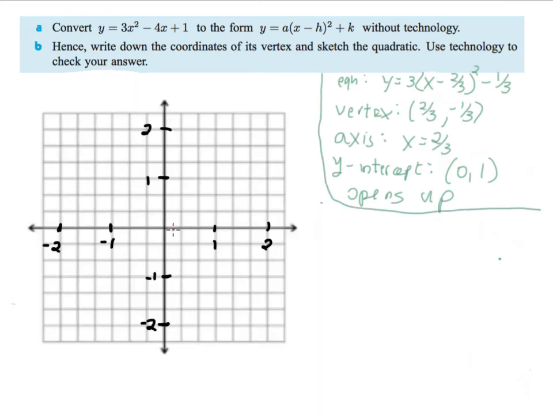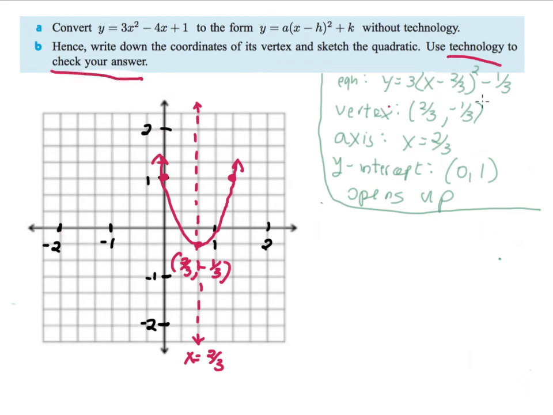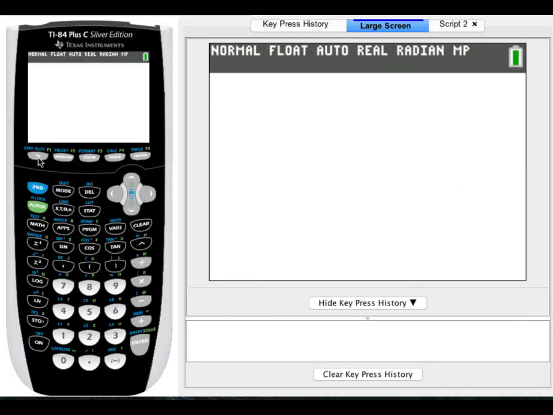Okay, let's sketch the graph. Notice I've counted by thirds. So I'm going to plot my vertex and label it. Plot my axis of symmetry, label it. Graph my y-intercept. Use my axis of symmetry to find a point that's symmetric to the y-intercept, and draw my curve. I have completed this graph without the use of technology. Now let's use our calculators to check our work.